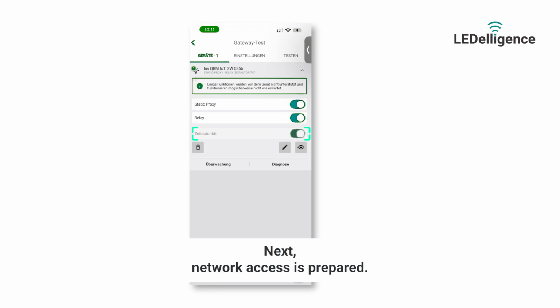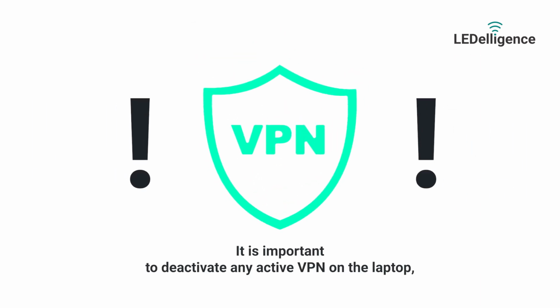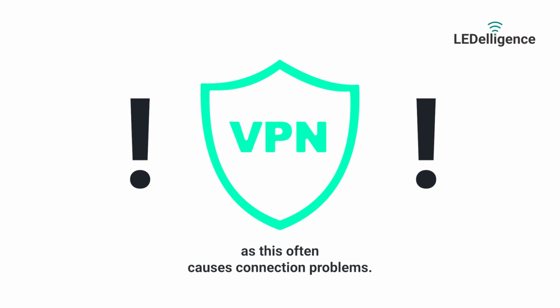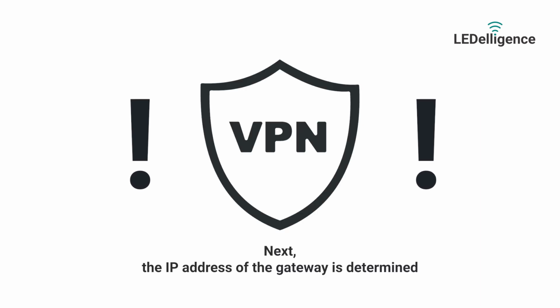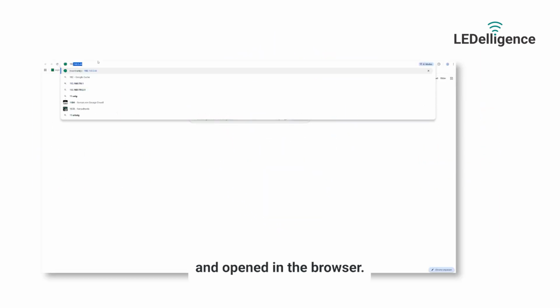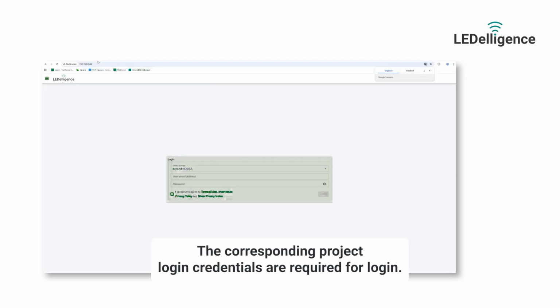Next, network access is prepared. It is important to deactivate any active VPN on the laptop, as this often causes connection problems. Next, the IP address of the gateway is determined and opened in the browser. The corresponding project login credentials are required for login.